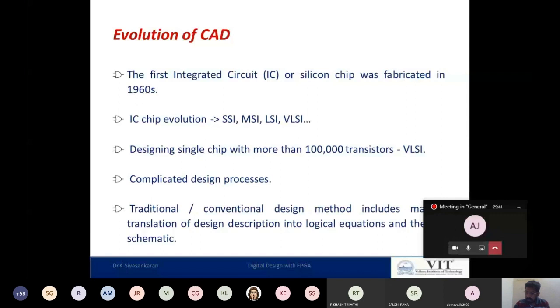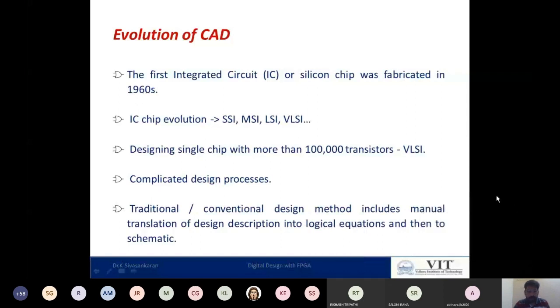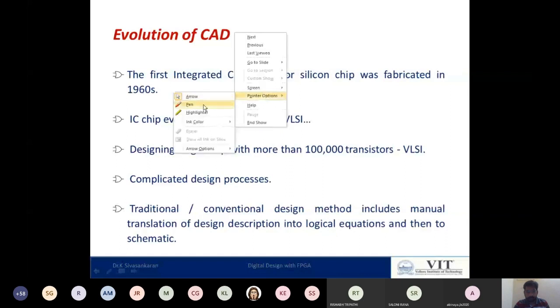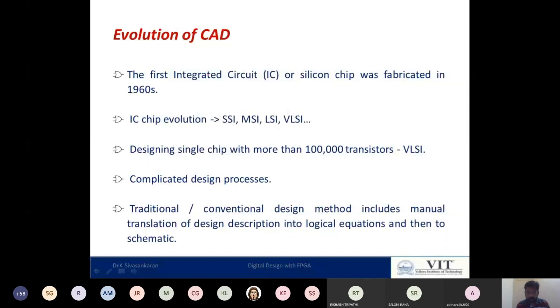In the traditional way, it includes manual translation of your design description into your logical equation and then to the schematic. In the previous slide, we have seen how to go from TTL to the logic implementation, right? So that is how we have worked. But that is okay when I have less complexity. When you have more complexity, that means the logic density, the gate count, is more, then implementing in that way is pretty difficult.